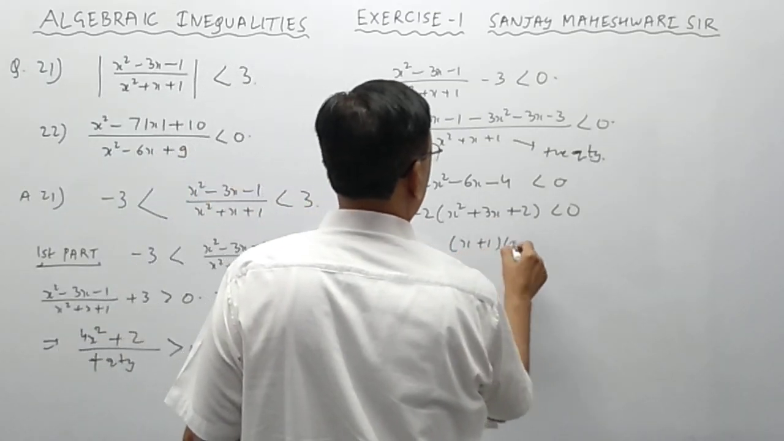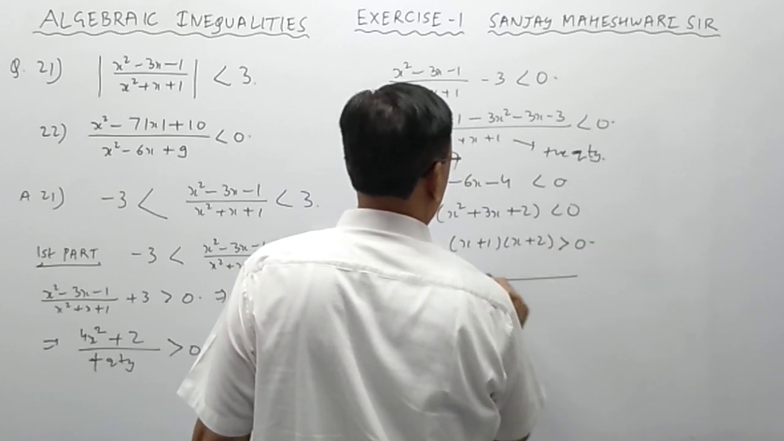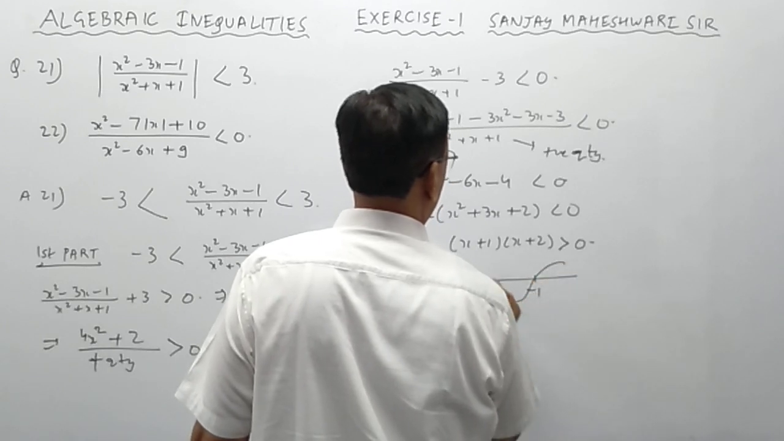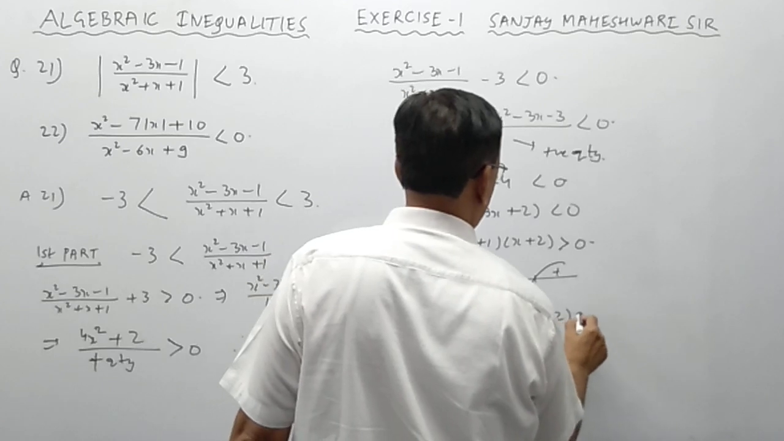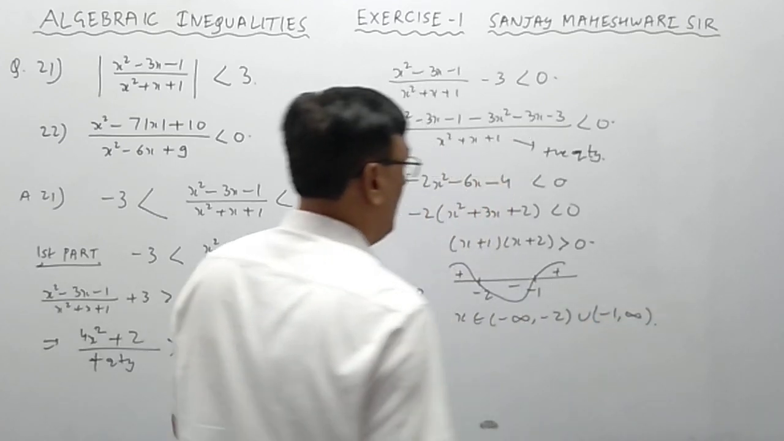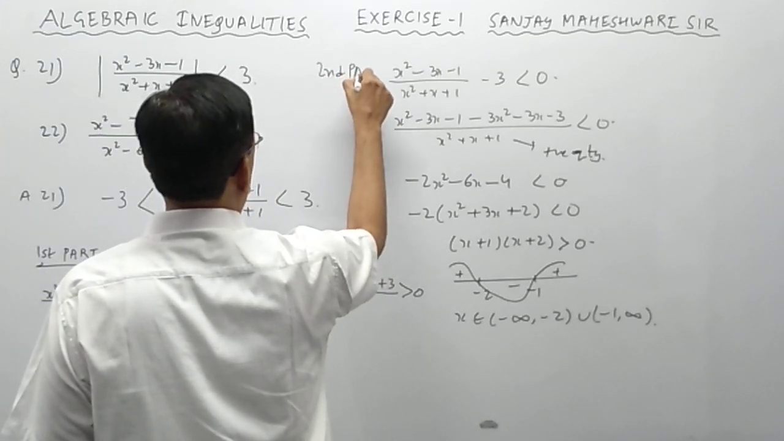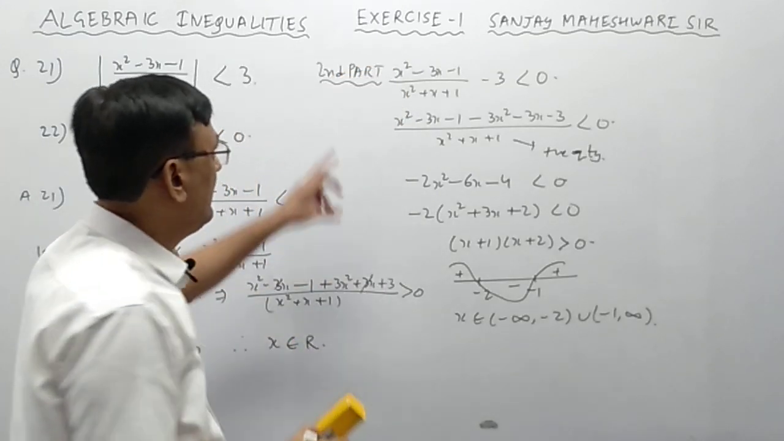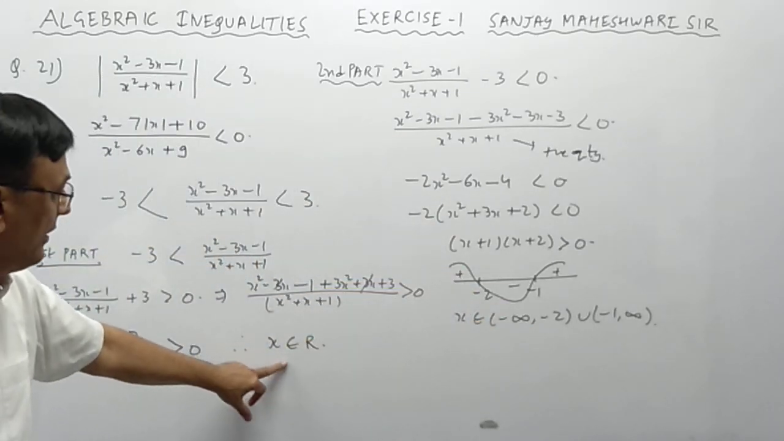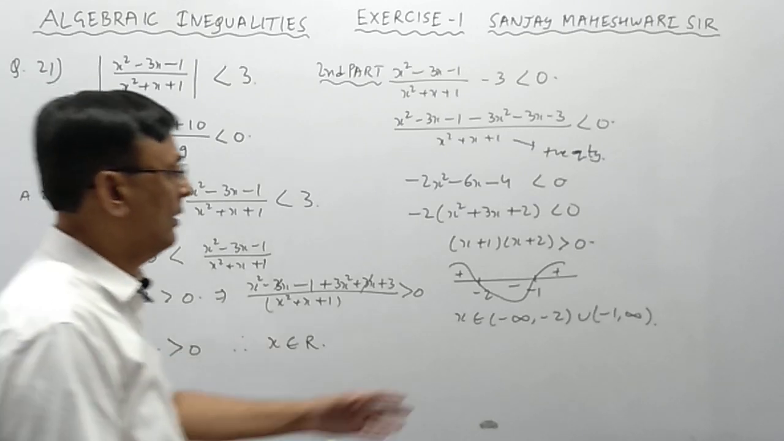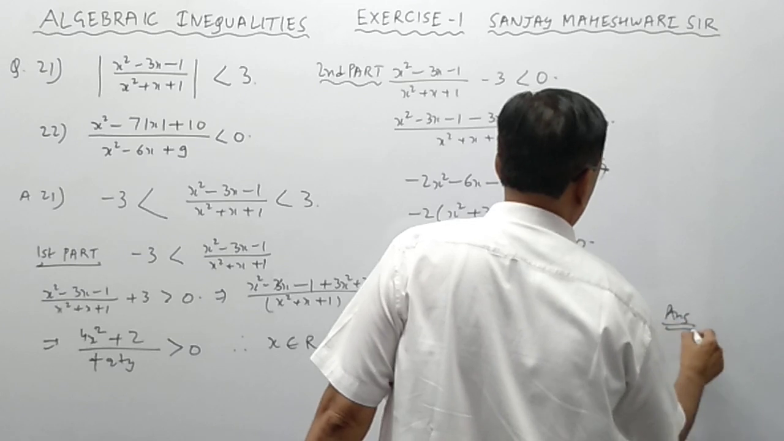So we get x plus 1, x plus 2, and the inequality sign changes. Minus 2, minus 1. Here we get the solution x belongs to minus infinity to minus 2 union minus 1 to infinity. This is our second part. So the intersection of the result of the second part with the result of the first part is the solution. So you can see here x belongs to R, all values. So this is the final answer.